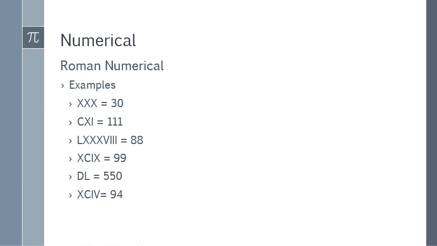The next value is DL. Here the D represents 500 and L represents 50, so both values will simply be added up, making 550. The last example is XCIV. Here the X is a smaller value before the larger value C, which is 100, so it will be deducted from 100, and the value will be 90. Next we have IV, so I is a smaller value that will be deducted from the larger value of 5, making 4, so the total value will be 94.